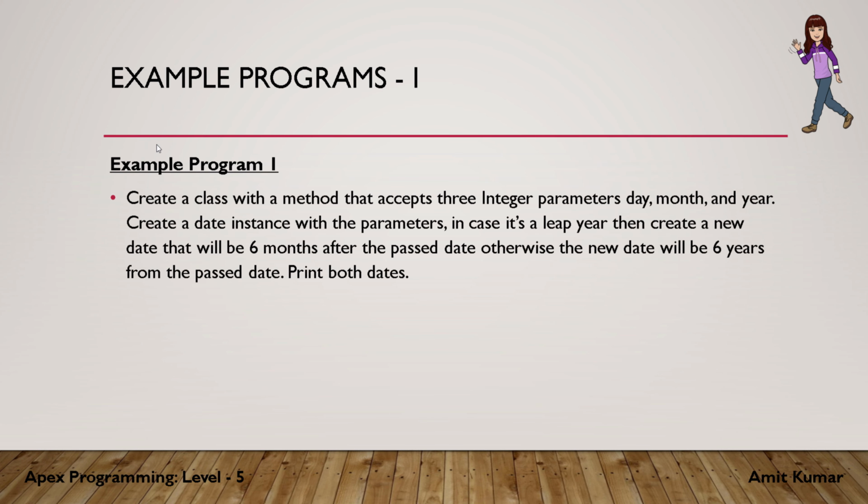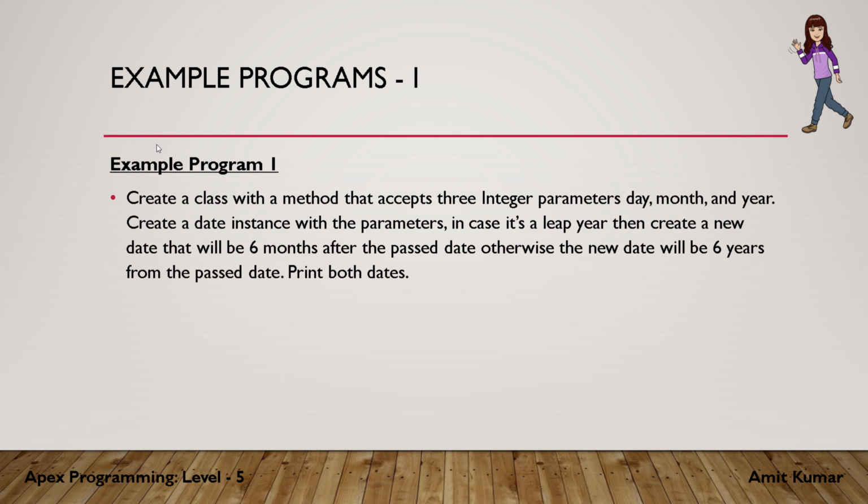Example program 1. Create a class with a method that accepts 3 integer parameters, day, month and year. Create a date instance with the parameters. In case it's a leap year, then create a new date that will be 6 months after the past date. Otherwise, the new date will be 6 years from the past date.